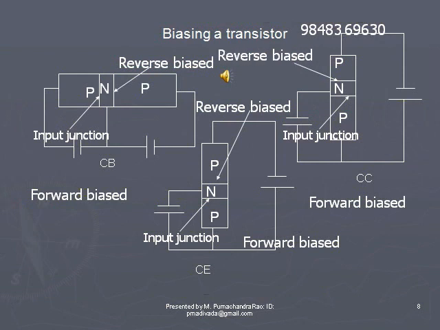This emitter junction is the output junction, so it should be reverse biased. So P is connected to the negative of the battery and the positive is connected to the common terminal, the collector. Like this, we identify the connections.